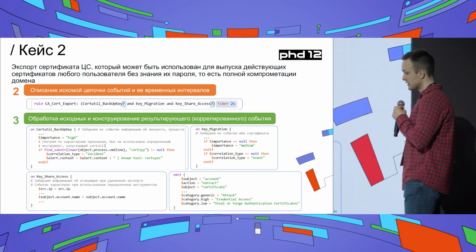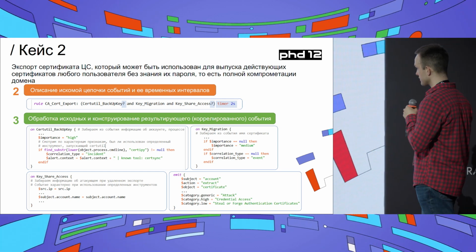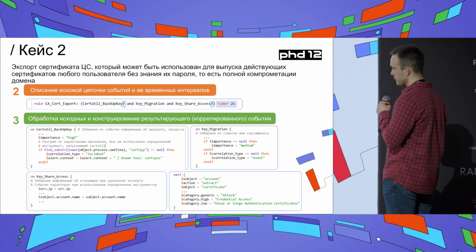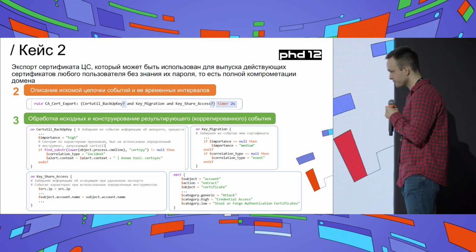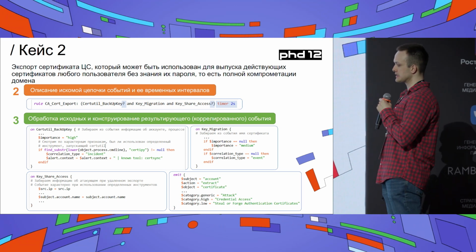Migration is something that we can take the name of the certificate from. We fill in the importance and correlation time fields.